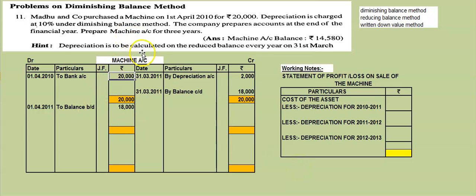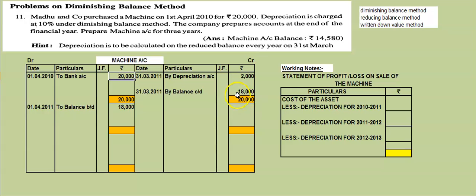Because it is straight line, under straight line method, depreciation should be calculated on the cost of the asset. That's why we used to take on the cost only. Cost of the asset here is 20,000. Always we will take on 20,000 only in straight line method. But this is diminishing balance method, so don't get confused here. Diminishing balance method. How much the value of asset has diminished?